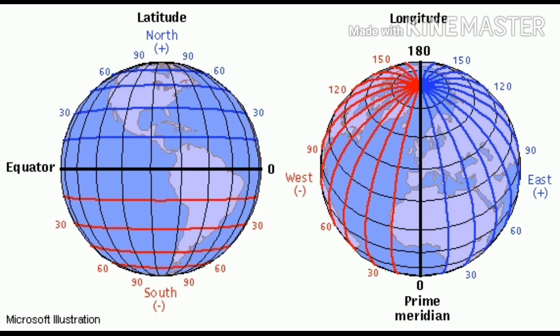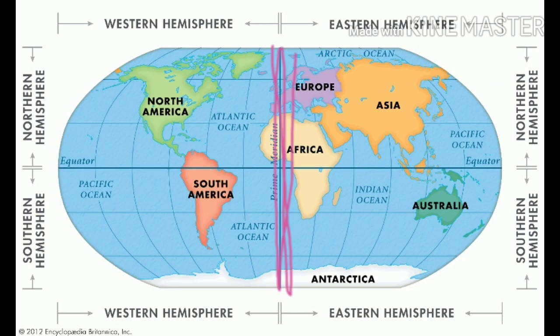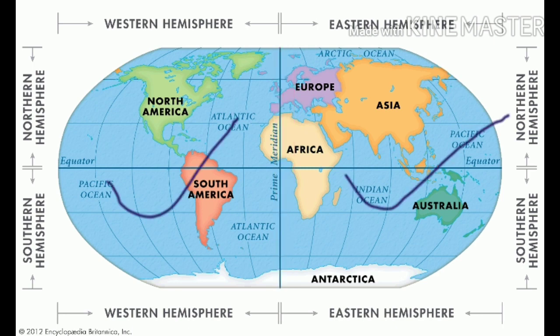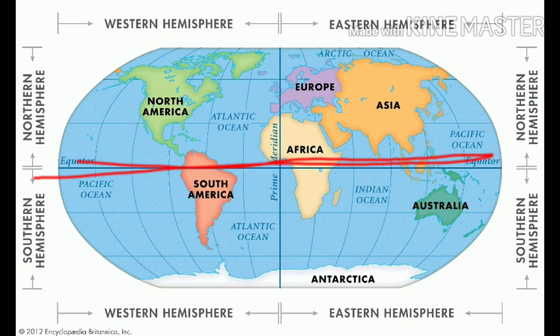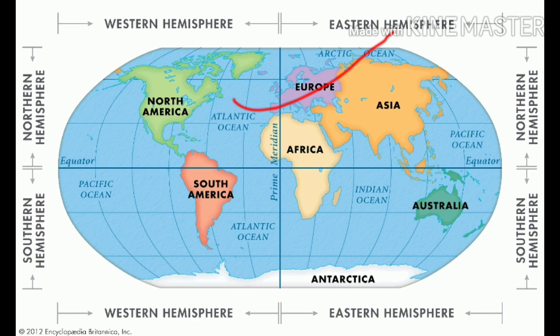Okay, look at this picture. This is the 0 degree prime meridian and this divides the earth into two equal parts. This is the eastern hemisphere and this is the western hemisphere. Similarly, this line is the 0 degree equator and this also divides our earth into two equal parts into northern hemisphere and southern hemisphere. Okay, listen.